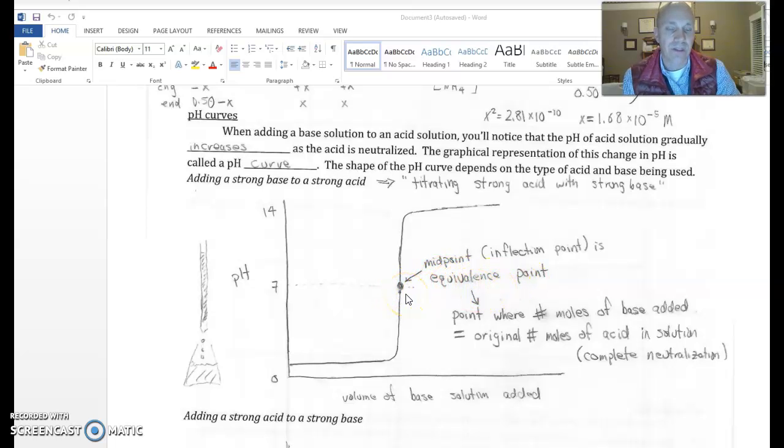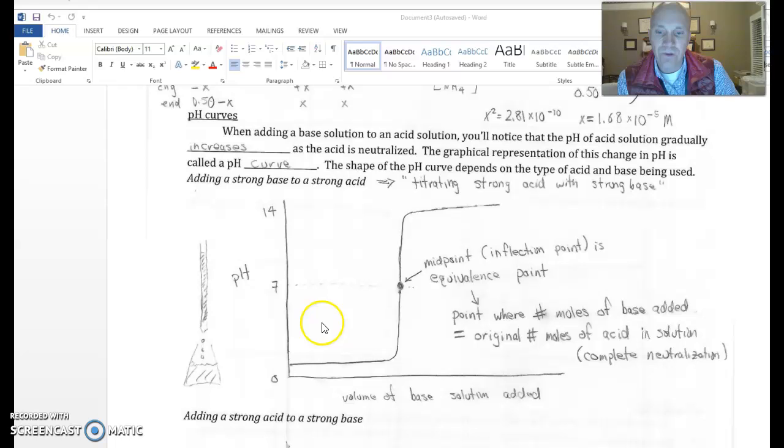And there's something that's important about that chemically. That's going to be the point where the number of moles of the base added is equal to the number of moles of the original acid in the solution. That's the point where you've added just as many moles of this stuff as there were moles in this stuff to begin with. If this is a strong base with a strong acid, and you were to ask what's the pH at that point, it would be a pH of 7.